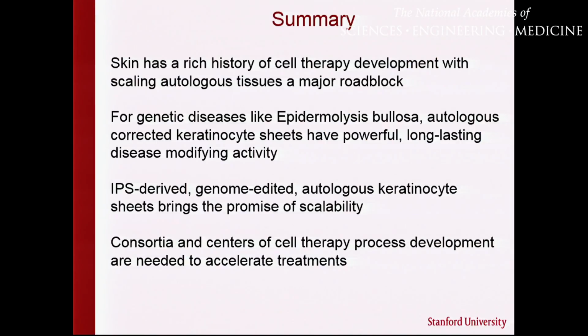And with that, just to summarize, skin has a rich history of cell therapy for autologous diseases. For genetic diseases like epidermolysis bullosa, autologous corrected keratinocyte sheets have powerful, long-lasting disease-modifying activity. iPS cells and genome editing hold promise, and consortia and working with your friends and best practices, I think, will bring this down from 18 years, hopefully, to a much shorter time.